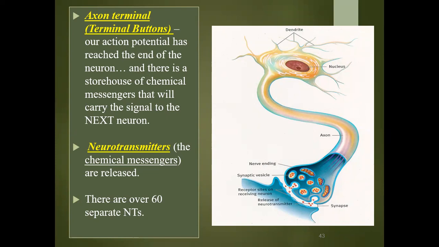A storehouse of chemical messengers. Sorry about that. Sometimes I leap into professor speak. It's like the powerhouse of the cell. The chemical messengers and neurotransmitters are here. They're going to be used to carry the signal to the next neuron.